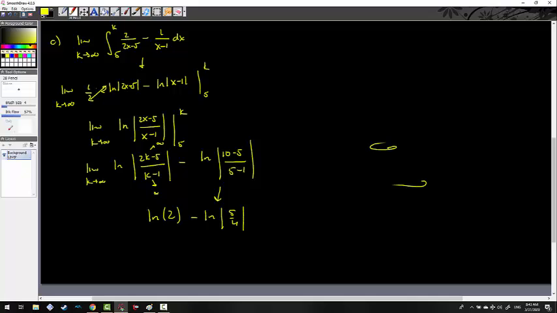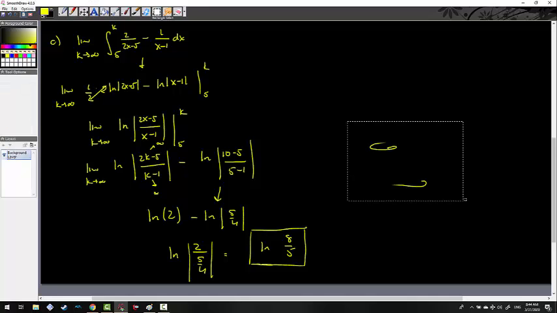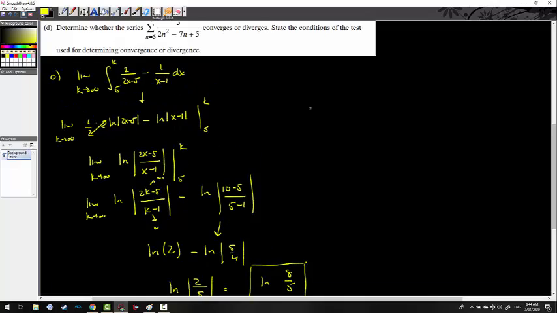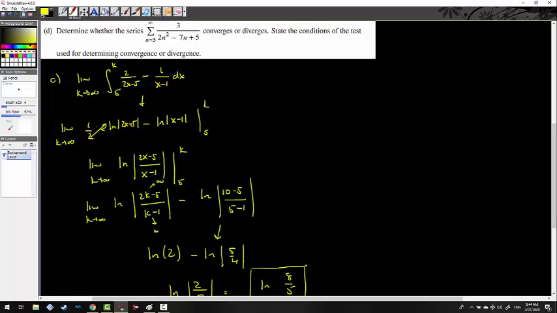And from here you can go ahead and just leave it like that, or if you want you can combine your logarithms once again to make this 2 over 5/4, making it ln of 8/5. So from here, let's go ahead and get ready to move on to part D. It says, now, determine whether the series from 5 to infinity of that exact same thing converges or diverges. State the conditions of the test for determining convergence or divergence.